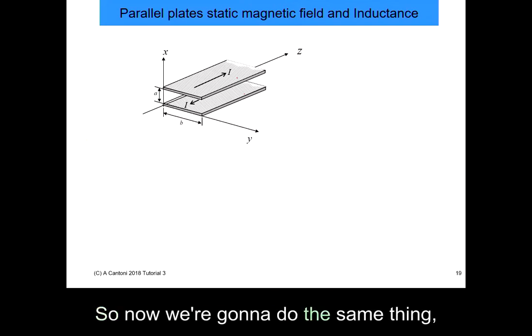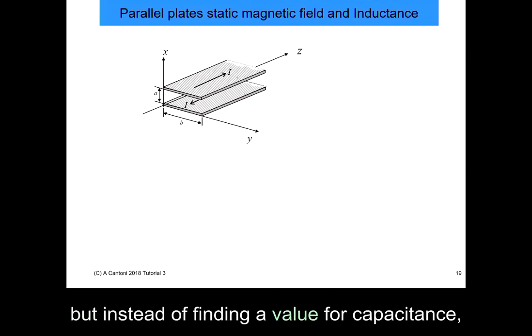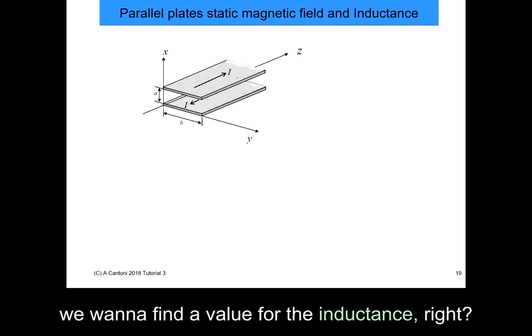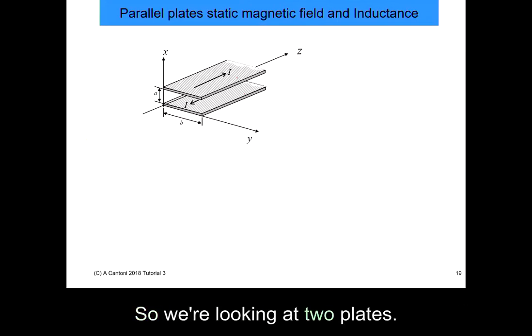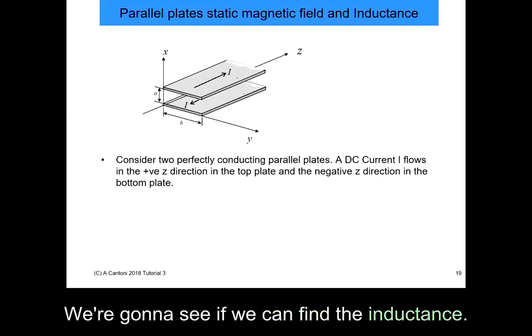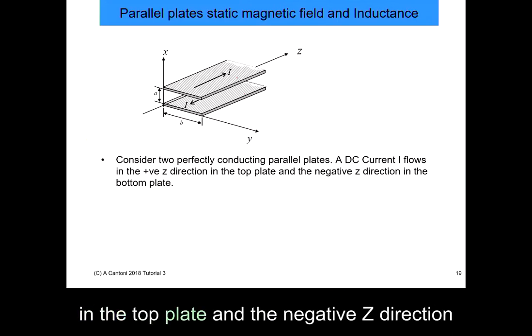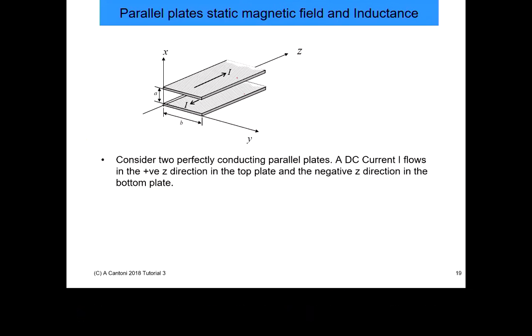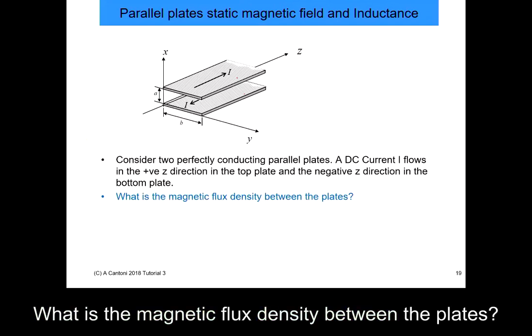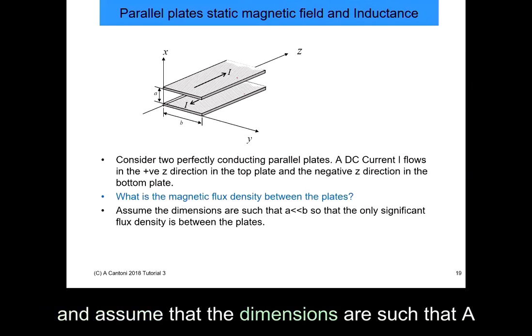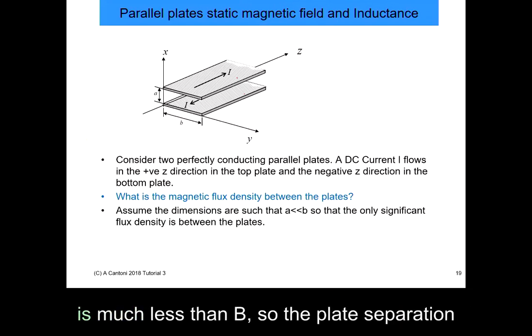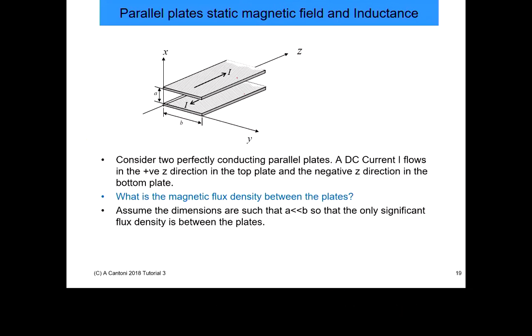So now we're going to do the same thing, but instead of finding a value for capacitance, we want to find a value for the inductance, right? So we're looking at 2 plates. We're going to see if we can find the inductance. So consider 2 perfect conducting plates. A DC current flows in the positive Z direction in the top plate and the negative Z direction in the bottom plate. What is the magnetic flux density between the plates? And assume that the dimensions are such that A is much less than B. So the plate separation is a lot smaller than the width, right? So that only significant flux density is between the plates.